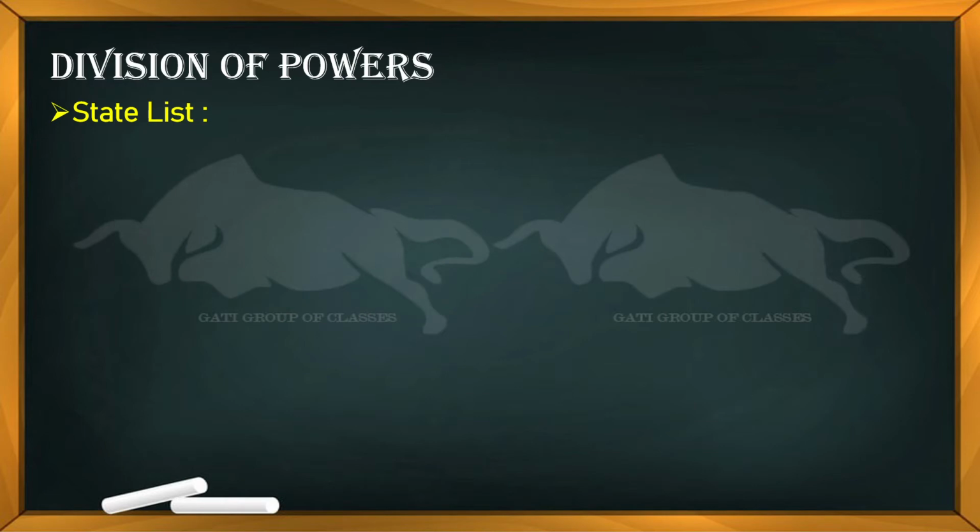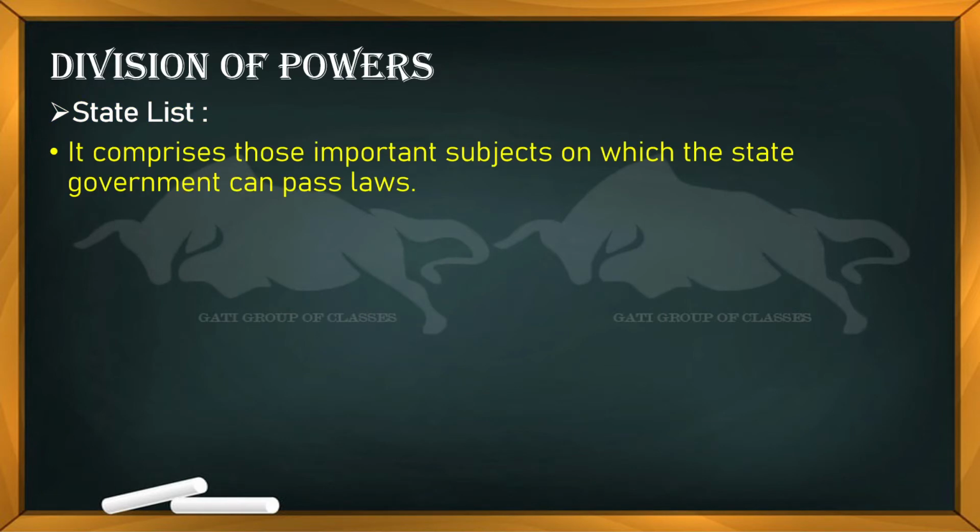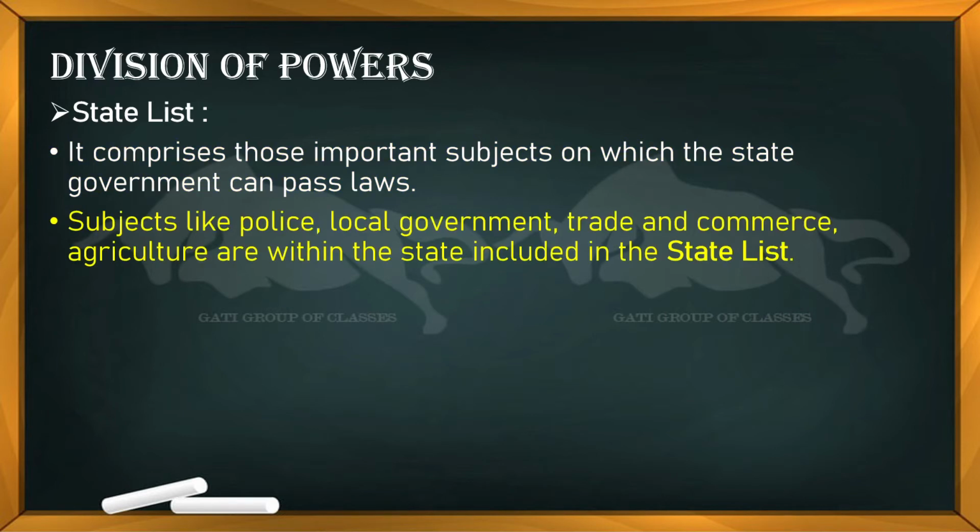Now the next is the state list. It comprises those important subjects on which the state governments can pass laws, like police, local government, trade and commerce, what type of taxes they are going to introduce, and agriculture, such as irrigation, tax imposition and tax relaxation. These things can be included in the state list. The state list actually had 66 subjects.